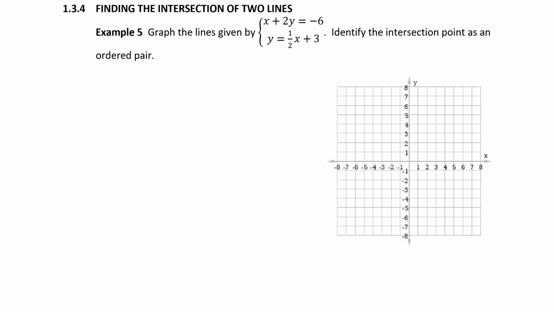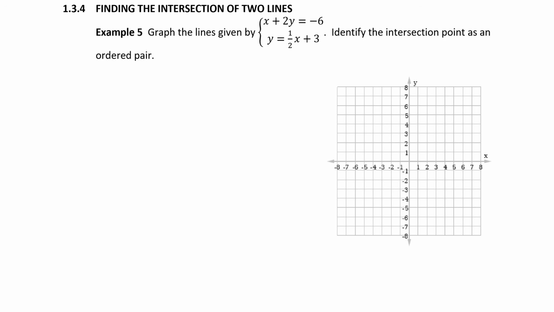Example 5. Graph the lines given by x plus 2y equals -6 and y equals 1/2 x plus 3. Identify the intersection point as an ordered pair. So what we have here are 2 equations in 2 variables. This is what we call a system of equations. To solve a system, we're looking for the ordered pair that satisfies both equations simultaneously. Graphically, that means where do these 2 lines intersect? So we're going to graph both of these lines and observe their intersection point.